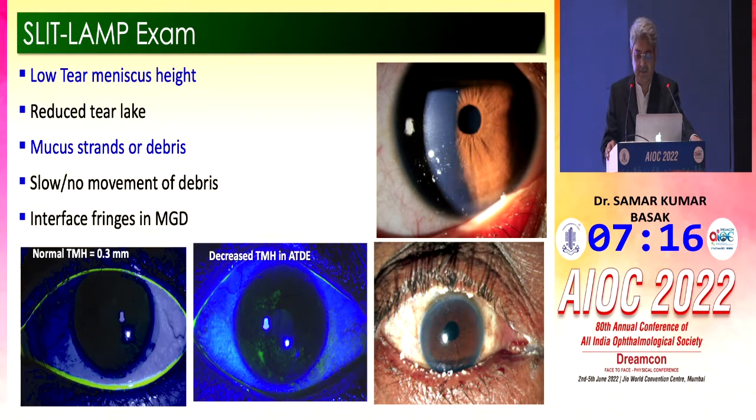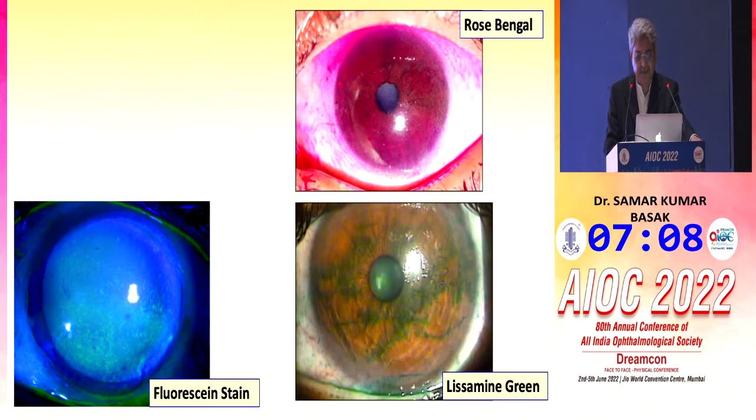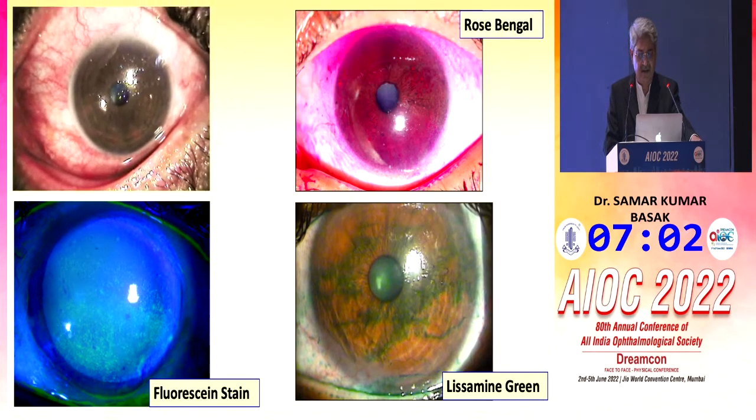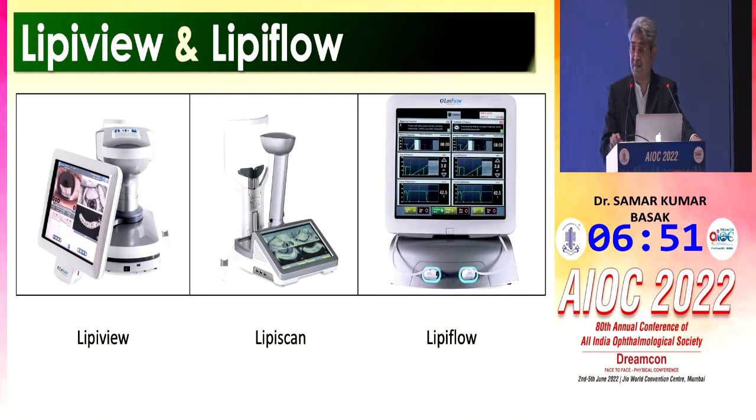The right bottom picture shows the toothpaste sign. You can use your thumb or a cotton bud to elicit that sign. You can also go for rose bengal, lissamine green and fluorescein stain. This is the surface of a patient whose operation I cancelled: after doing all the tests, the tests were positive. So you need to treat that patient before doing any cataract or premium IOL surgery.